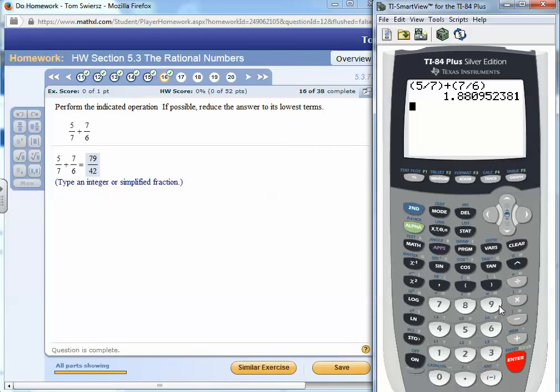Okay, and then you can just go to alpha F1, or actually you could just go to math, fraction, and it gives you a simplified fraction 79 over 42. So we didn't have to worry about doing anything else. It already gave it as an improper fraction. If we needed a mixed number, then we would just have to go to the alpha F1. So there's our correct answer, doing it on the calculator.